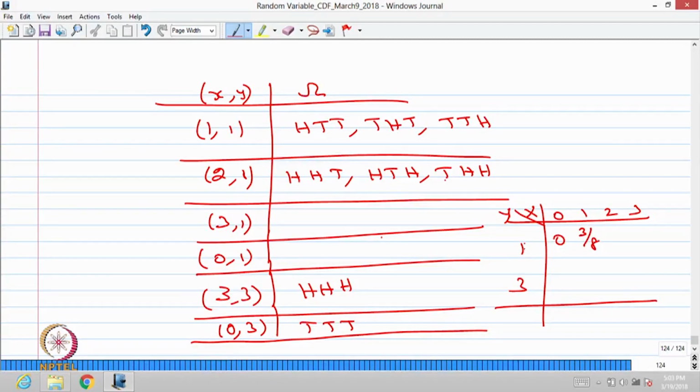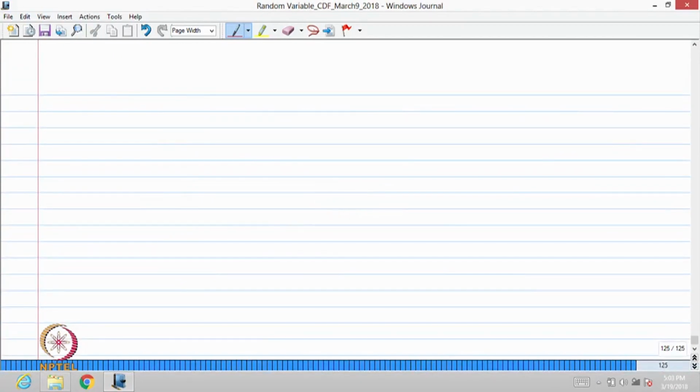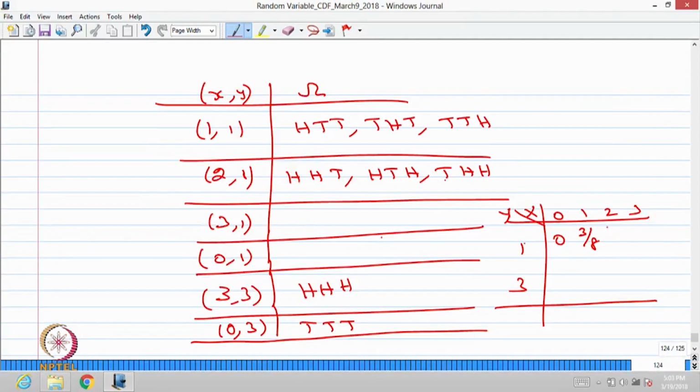When x takes a value 2 and y takes a value 1, there are 3 possibilities, therefore this is going to be 3 by 8. When x takes a value 3, y takes a value 1, nothing, therefore no possible outcomes, therefore empty set, probability of empty set is 0. Similarly, 0 comma 3, that only one possibility, so 1 by 8. 1 comma 3, there is no possibility, therefore it's 0. And 2 comma 3, there is no possibility, therefore that's also 0. And 3 comma 3, there is only one possibility, therefore 1 by 8.